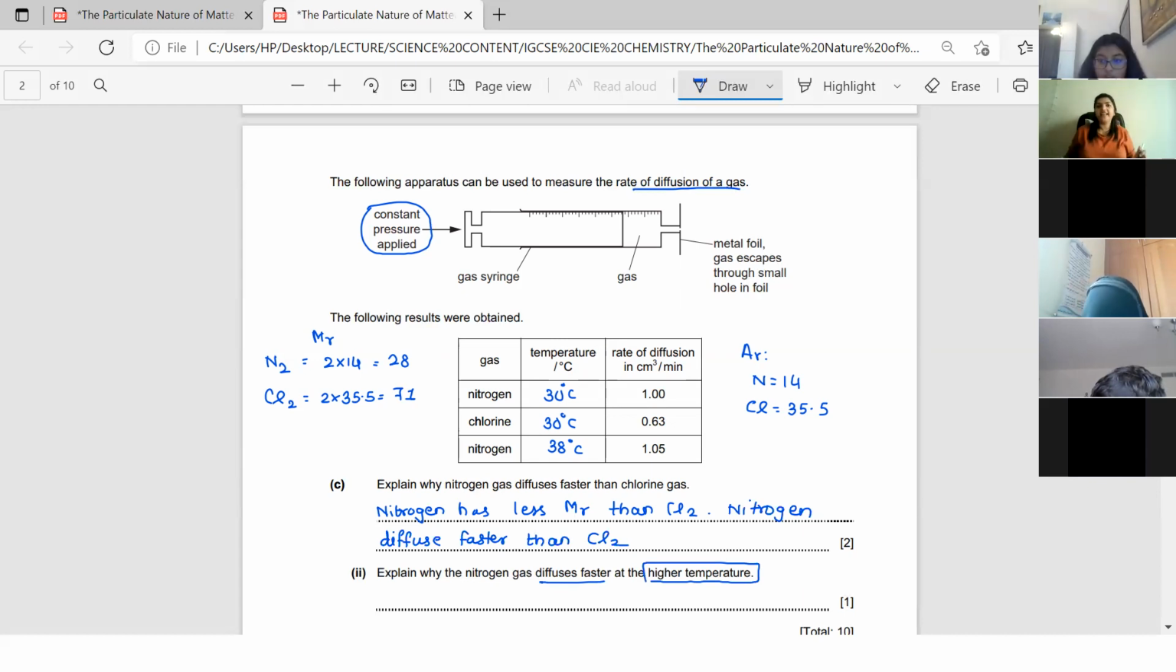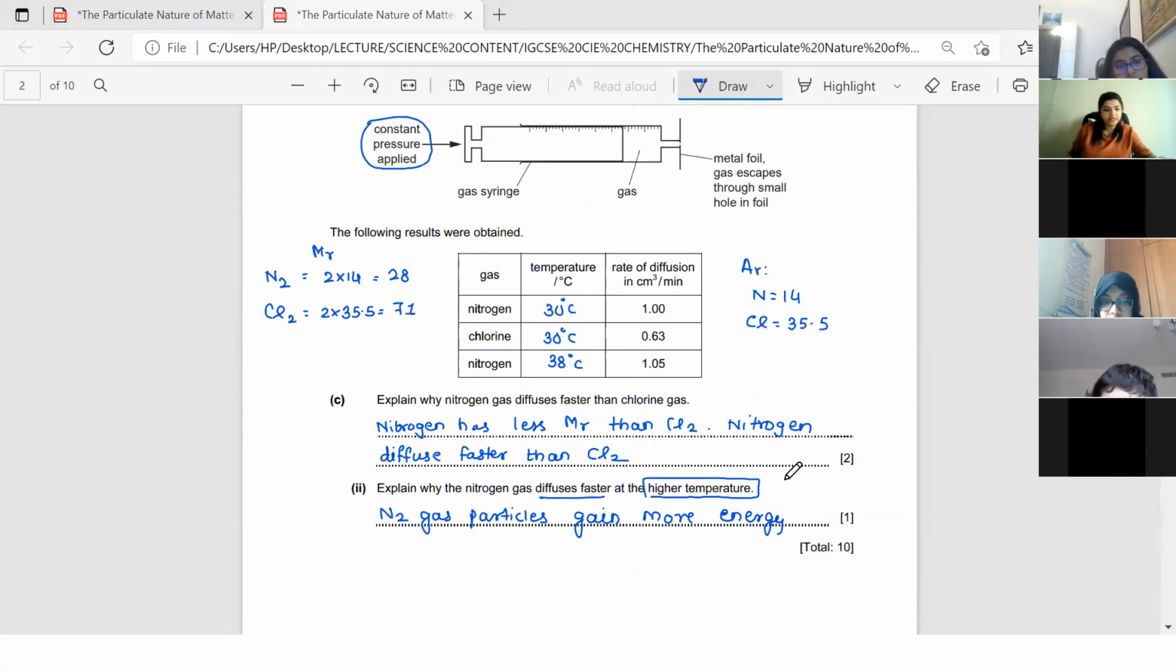What happens to molecules at high temperature? They gain more energy. Yes, because it's a 1 mark question, we need to write our answers in that way. Over here, we need not explain everything. So nitrogen diffuses faster at high temperature because the nitrogen gas particles, N2 gas particles, gain more energy. If they gain more energy, definitely the rate of diffusion will be faster. So these are a few questions of the similar type which can be asked from the chapter particulate nature of matter.